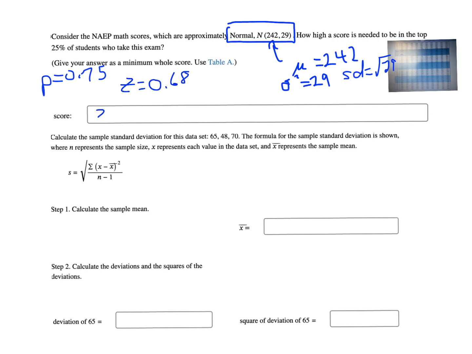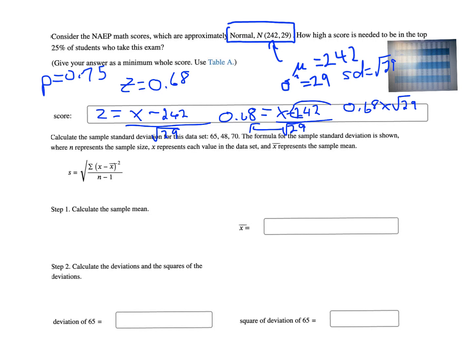So when we do our calculation, z is equal to the score, the raw x value, minus the mean, which is 242, divided by the standard deviation, which is the square root of 29. And we know the z-score has to be 0.68 from our chart. And so we end up with this step. And then the last step would be to bring this root 29 over here. We're going to multiply it by the 0.68.